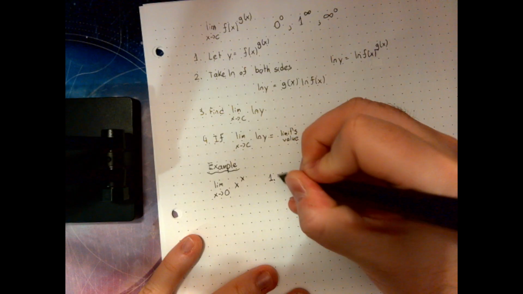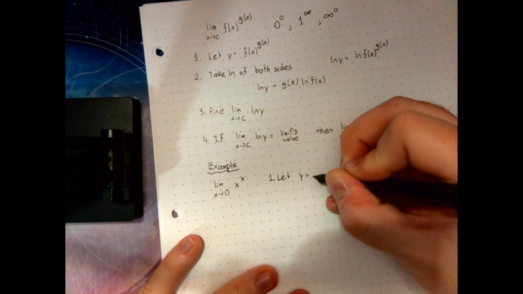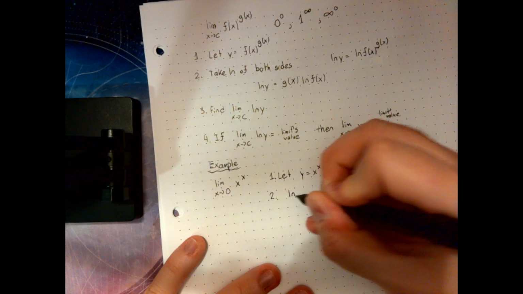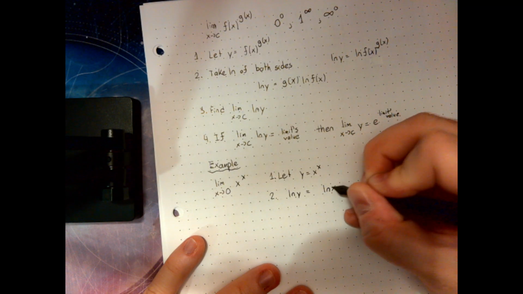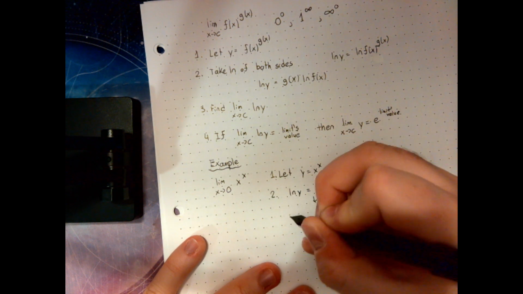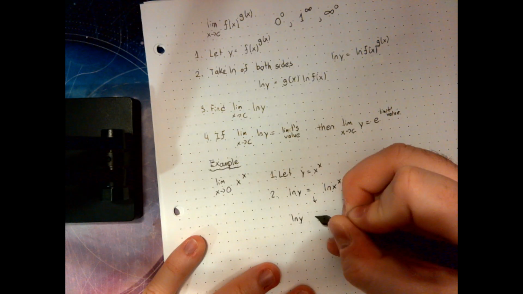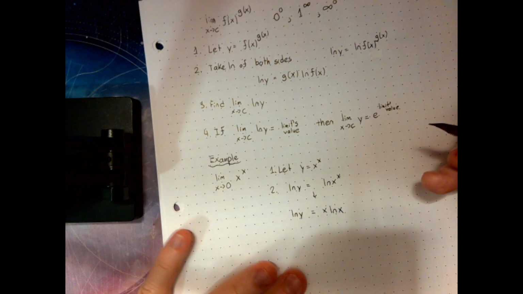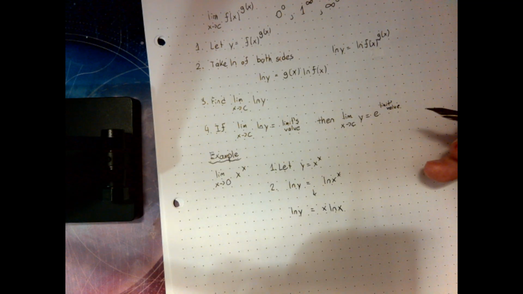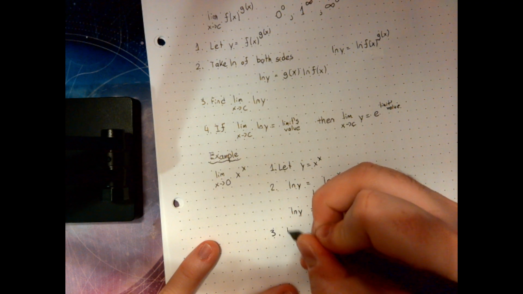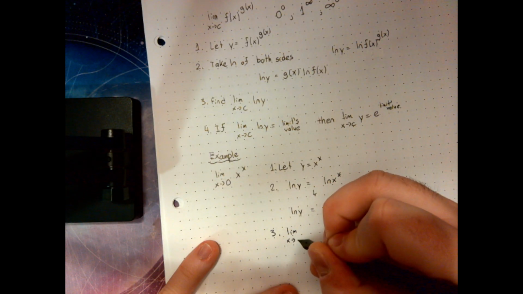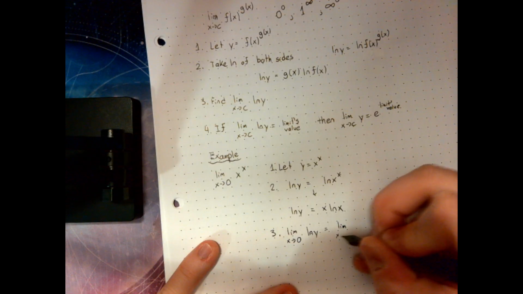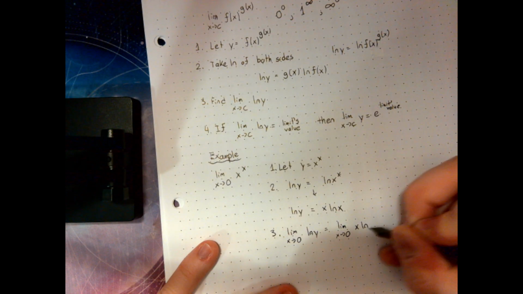First, let y be equal to the value of my limit, x to the power of x, applying ln to both sides. So the ln of y is equal to the ln of x to the power of x, which then, using my power law of logs, ln of y is equal to x times the ln of x. And when I have this, now I take the limit of both sides as it approaches my value. So step 3, the limit as x approaches my value of 0 of ln of y is equal to the limit as x approaches 0 of x ln of x.